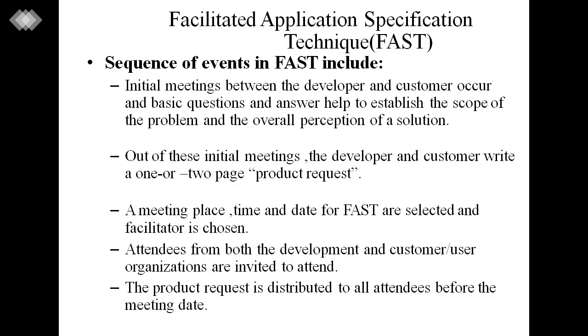So next slide, sequence of events in FAST. Some FAST techniques include a sequence of events. So what are these? First, an initial meeting between developer and customer must occur. Some questions and answers are established to fulfill the scope, or we can say to complete the problem, and there are descriptions of a solution. Out of this initial meeting, the developer and the customer write a one or two page product request.